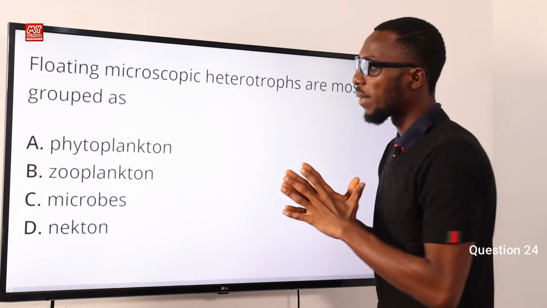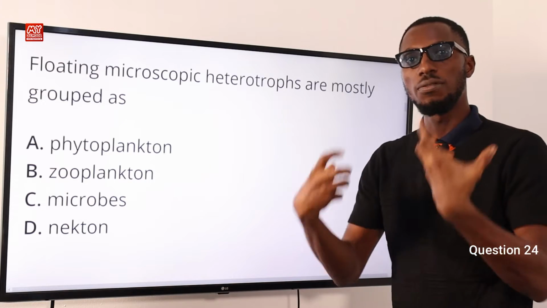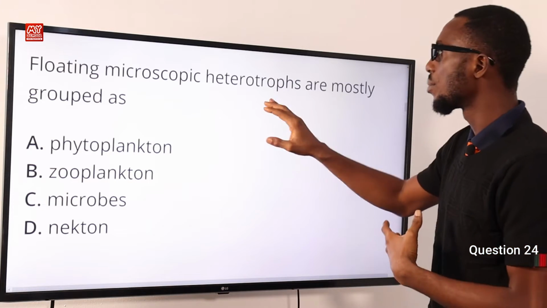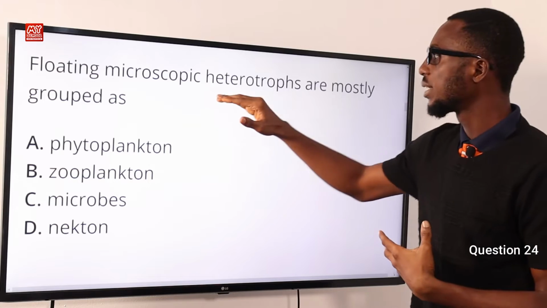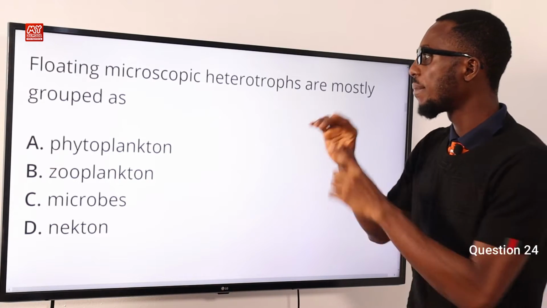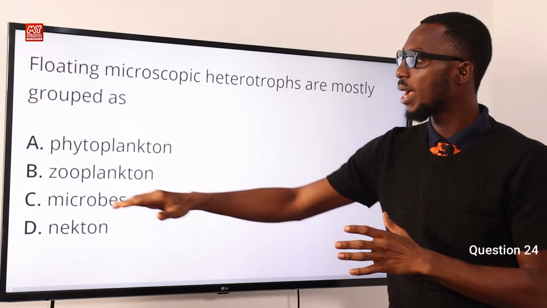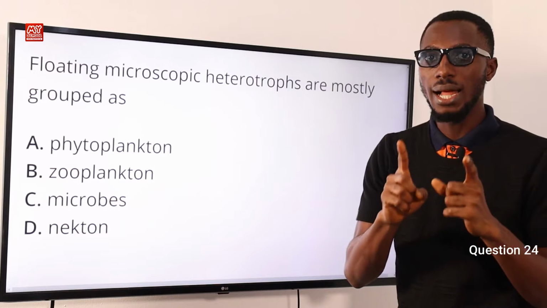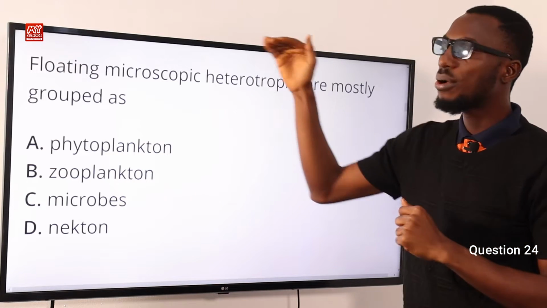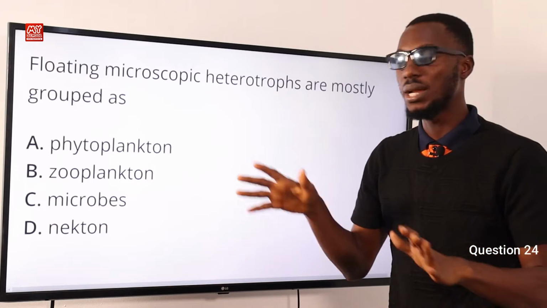We can't use phytoplankton because they are autotrophic in nature. They are able to manufacture their own food. So even though they are microscopic, they are not heterotrophs. So they are struck out because of the term heterotrophic. So we have zooplankton. They are microscopic as well, but they depend on probably phytoplanktons for their food and other organisms.